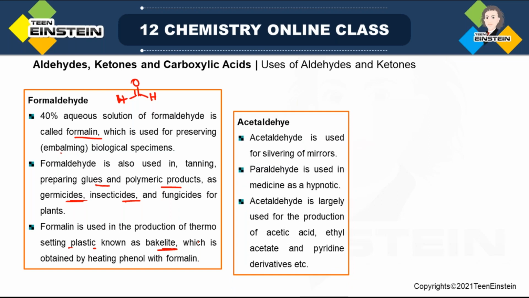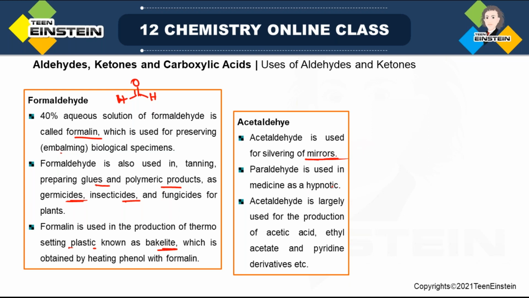Acetaldehyde, the next aldehyde structure that is possible. It is used for silvering of mirrors. Remember Tollens reagent? In Tollens reagent, we use Ag+. Ag+ is actually the oxidizing agent. Now acetaldehyde has reducing property. It will reduce this silver plus to metallic silver, that is Ag0, and we know there is metallic silver formation, which is basically the reason for this type of mirror. So acetaldehyde is used for silvering of mirrors.